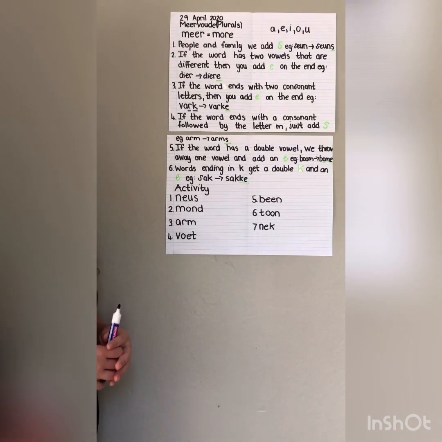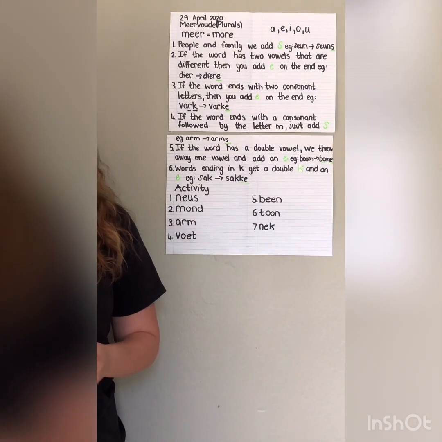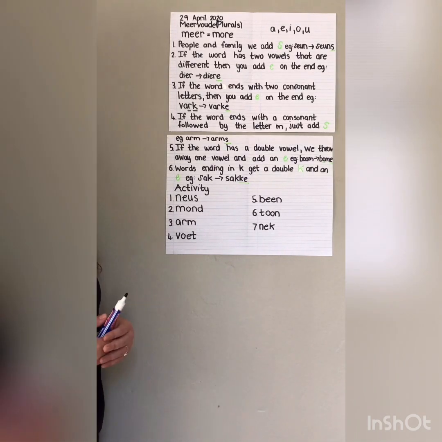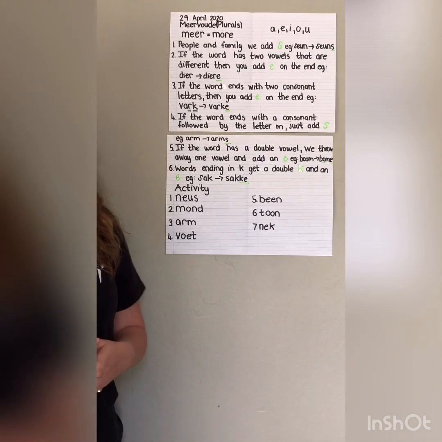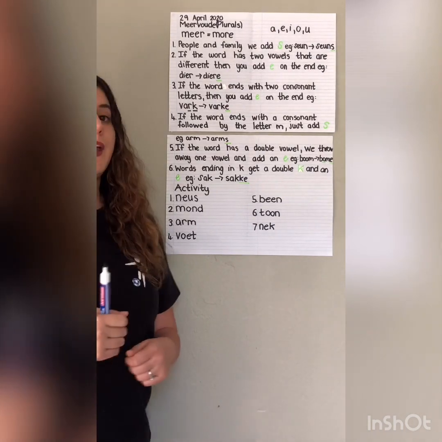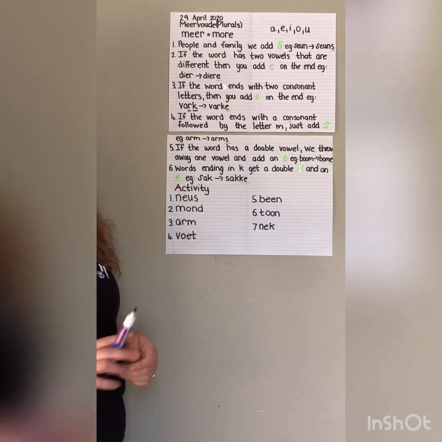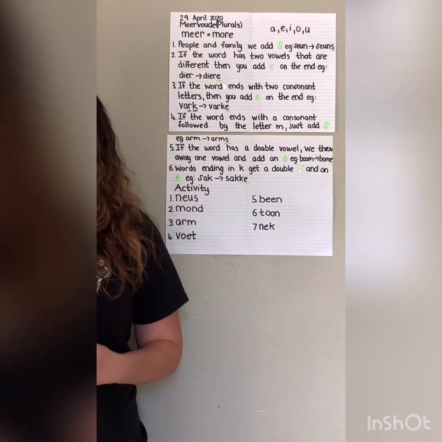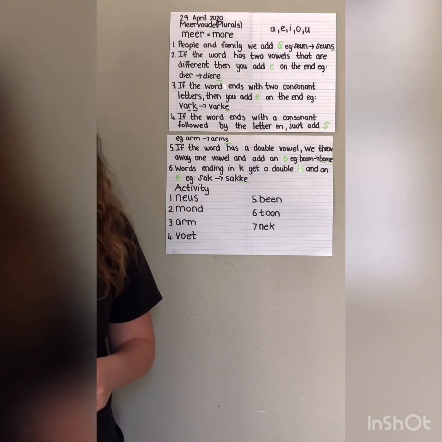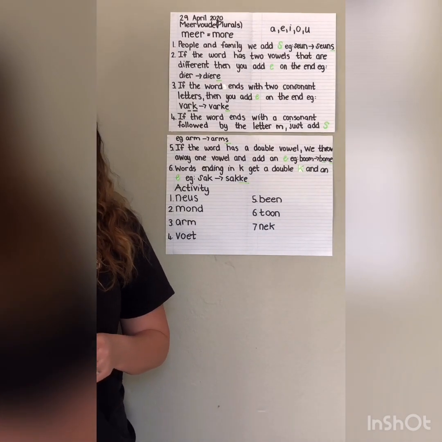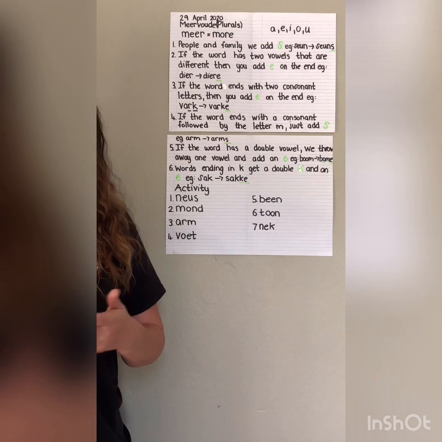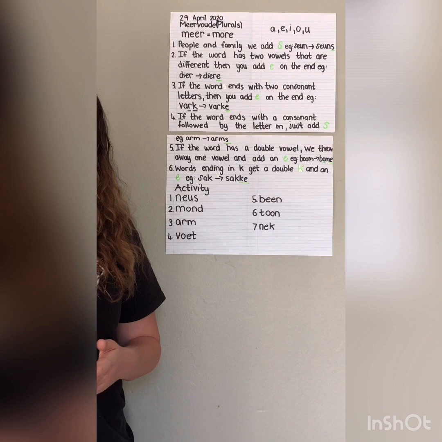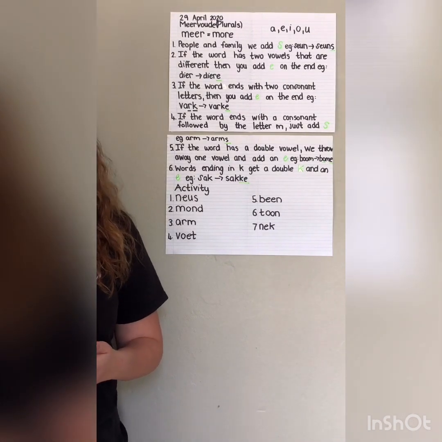The next rule, if the word has a double vowel, we kick one vowel out and we add an E on the end. Like in boom. We drop one O, we kick them out, and then we add an E on the end. And our last rule that we're going to learn today is words that end with a K. Words that end with a K get a double K and an E on the end, like sak. Sak is the word for bag. If we put a K and an E on the end, we get sakke.